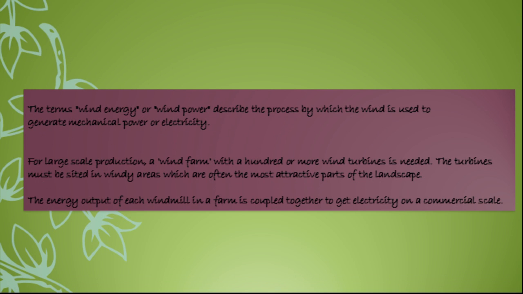Now wind power or wind energy describes the process by which the wind is used to generate mechanical power or electricity. For large scale production, what is a wind farm? First, I will try to explain that. A wind farm is a large area of land in which many wind turbines are installed, and it's called a wind farm. A wind farm is used for large scale production of electricity, because when there are so many wind turbines, the whole output of these wind turbines is collected and coupled together to get electricity on a commercial scale. Okay?